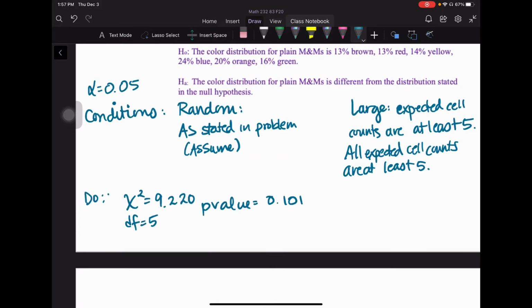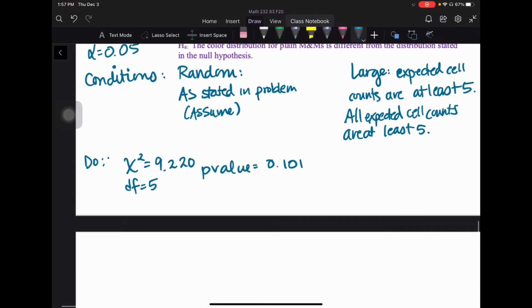From StatCrunch, our chi-squared was 9.22. Our degrees of freedom was 5 because we had 1, 2, 3, 4, 5, 6 categories. And remember, it was categories minus 1. And our p-value was 0.101. Our p-value is not low.